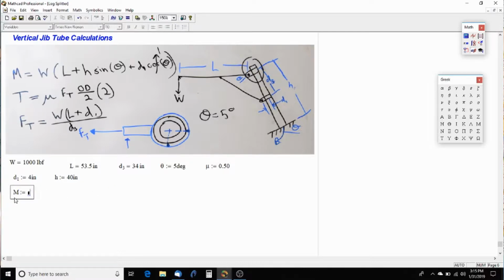It looks like we have everything we need to calculate the moment. Let's go ahead and do that. That's the weight times, looking at the picture above, the length plus the height times the sine of our angle, plus D1. We said in the previous video that we would not use the cosine because it's 0.996, which is almost 1, so we're just not going to go through that. Oh, forgot our closing brackets here. Okay, there we go, no errors. We're going to calculate our moment arm, in inch pounds. And that is quite a bit.